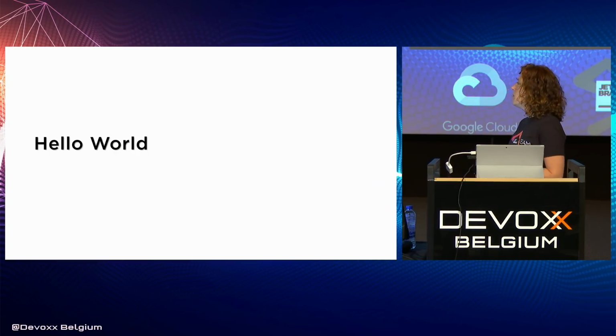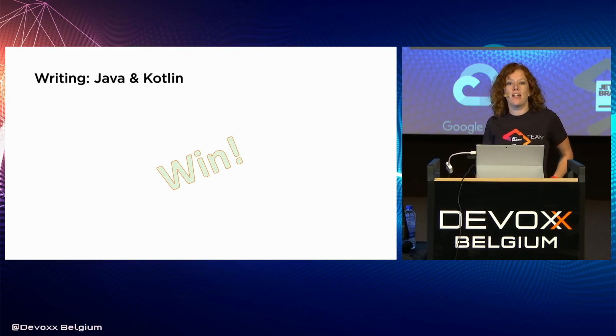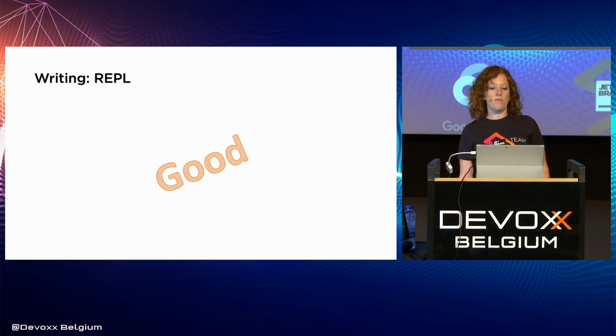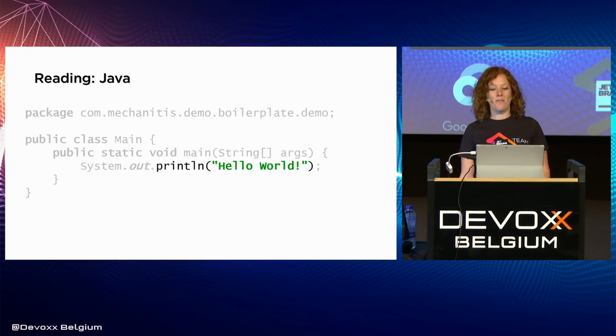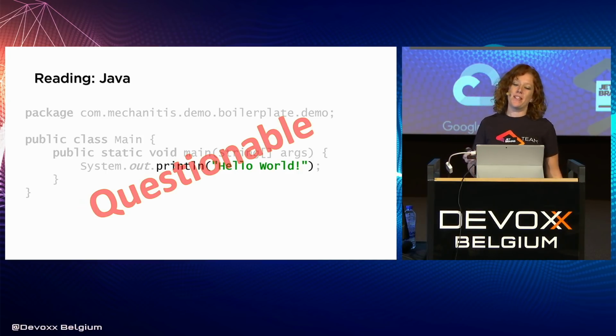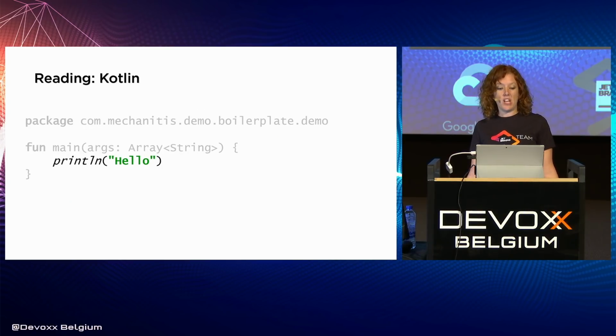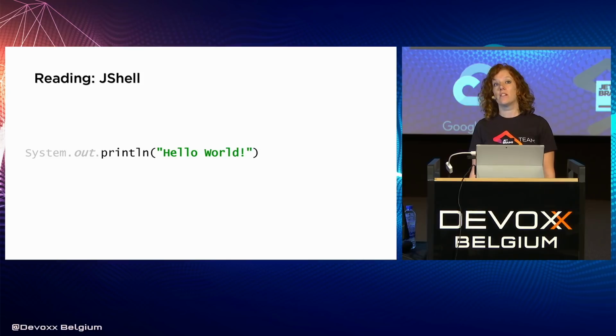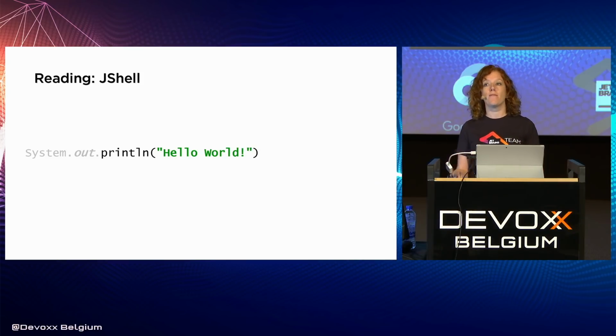In order to write our Hello World application, writing it inside an IDE is very easy because the IDE just generates all the code for you. That's what good IDEs do. In terms of writing it in the REPL, it's a little bit more difficult. You still get code completion, but you don't get full live templates, for example. In terms of reading stuff for Java, we just don't need all of this boilerplate. It's just noise in the way of understanding what this code is trying to do. So it's quite questionable how much of this we really need. In Kotlin, we need less, so that's an improvement. And with JShell, we have even less. So it's quite a concise way of running bits of code. So it's better.